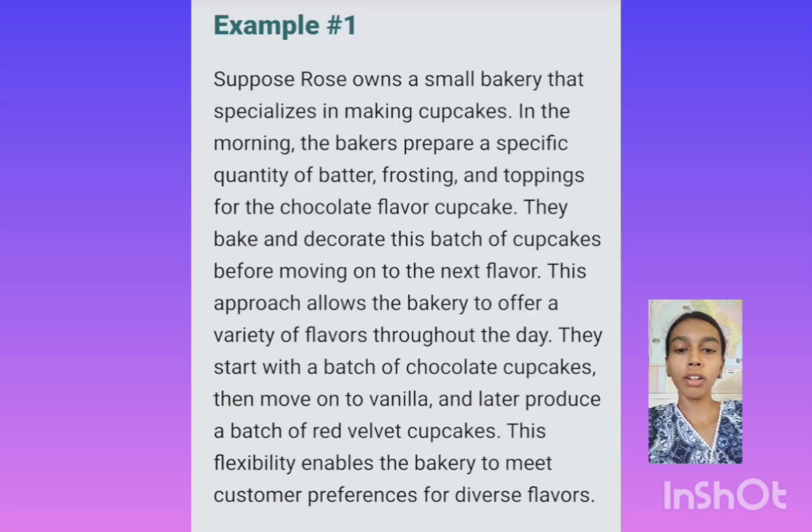Some examples of batch production. Suppose Rose owns a small bakery that specializes in making cupcakes. In the morning, the bakers prepare a specific quantity of batter, frosting, and toppings for chocolate flavored cupcakes. They bake and decorate this batch of cupcakes before moving on to the next flavor. This approach allows the bakery to offer a variety of flavors throughout the day. They start with a batch of chocolate cupcakes, then move on to vanilla, and later produce a batch of red velvet cakes. This flexibility enables the baker to meet customer preferences for diverse flavors.